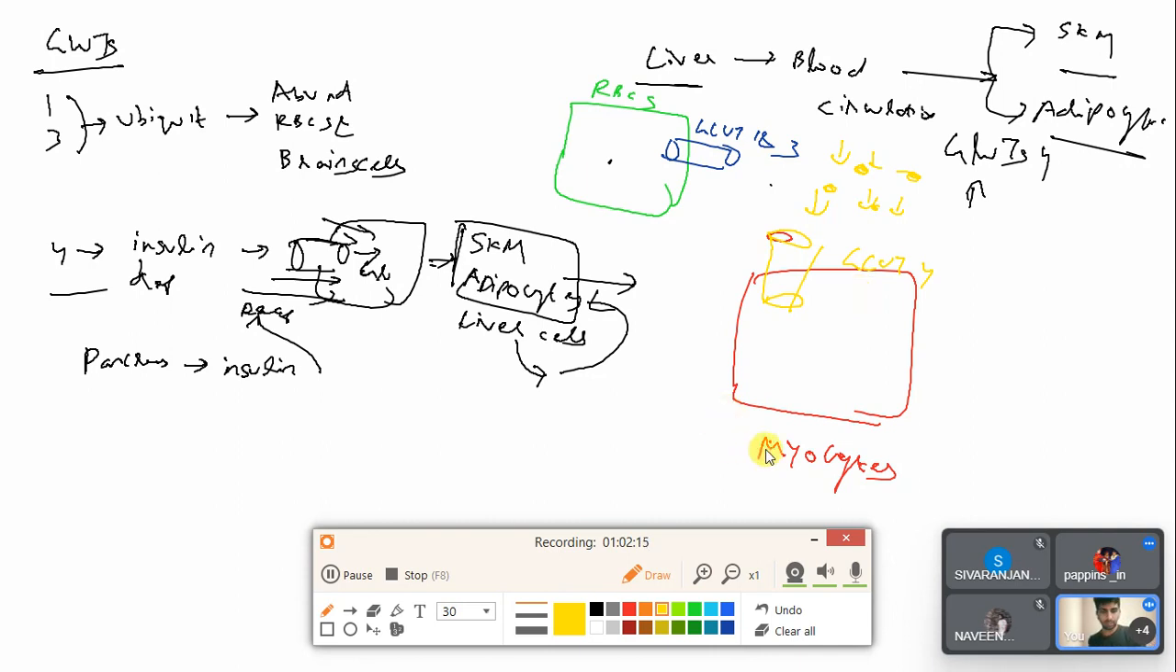Okay, let me tell you this. Amardeep is right. Yes, it's GLUT1 and 3. First, let's go by logic, then we'll talk about nature's play. First thing is the glucose is quite less.